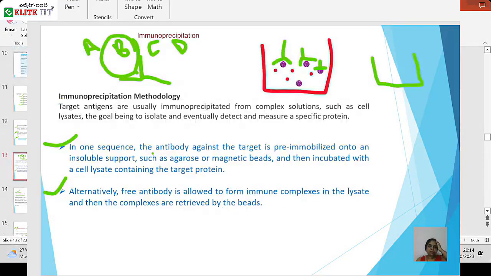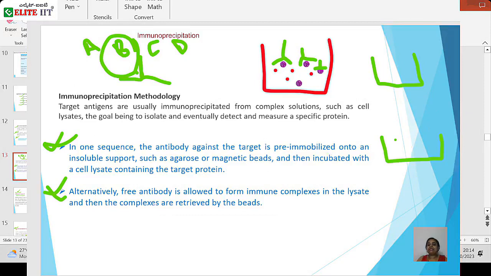Now, I'm going to discuss the different methodologies used in immunoprecipitation. Mainly two methodologies are there. In the first method, the sequence is slightly different. These two methods differ in sequence, that means whether you add the antigen first or the antibody first, that is the difference, nothing else. So in one sequence, the antibody against the target is pre-immobilized.